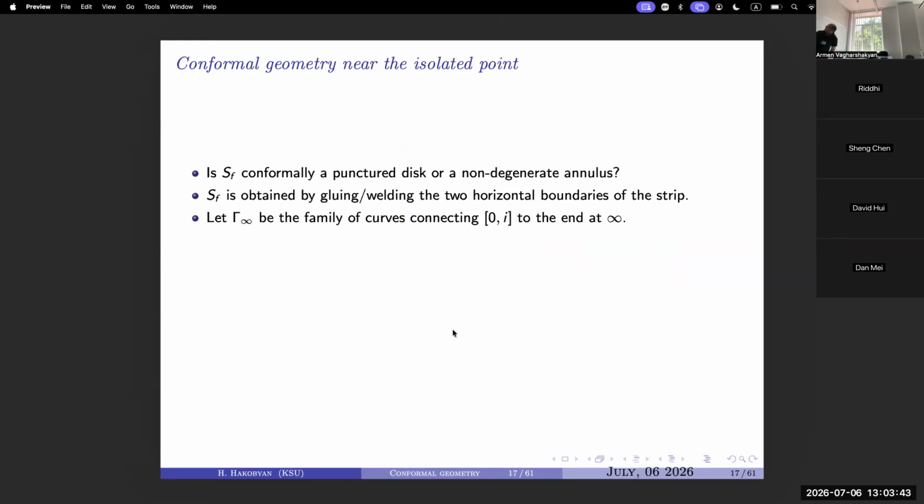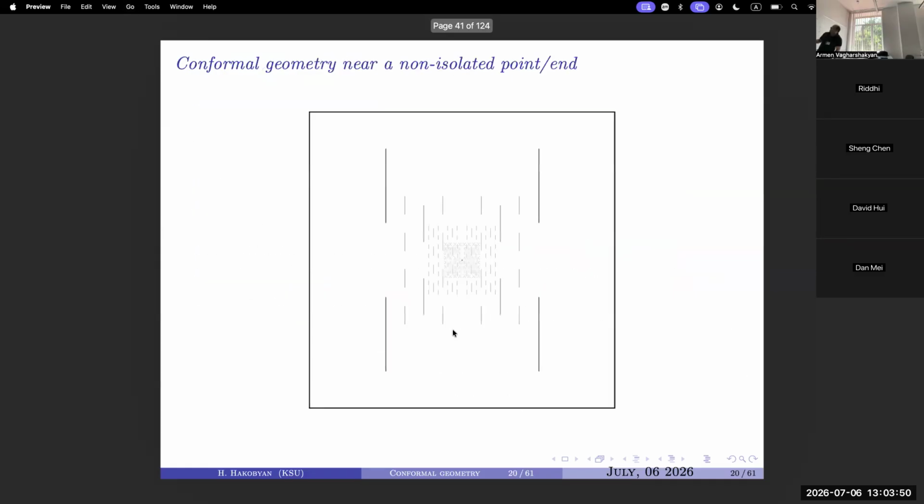Actually, this is also related to conformal welding, but I want to go first to another example. Let's do this one. Let's talk about an example where you have non-isolated points. So here is one example.